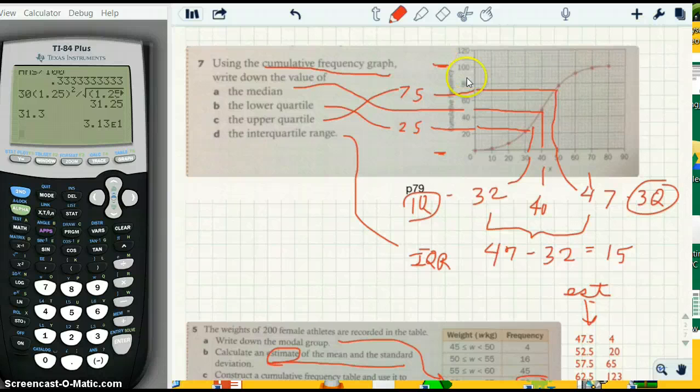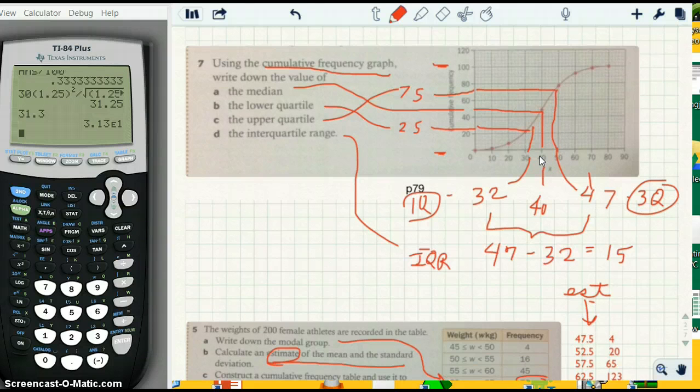It is the number of people or occurrences. So this is just a coincidence that this one ends at 100, and that's why I said that this one's kind of an easy one, because since it ends at 100, it's easier to figure out where the median, the upper quartile, and the lower quartile are, because then you just use 25, 50, and 75 to find those numbers.